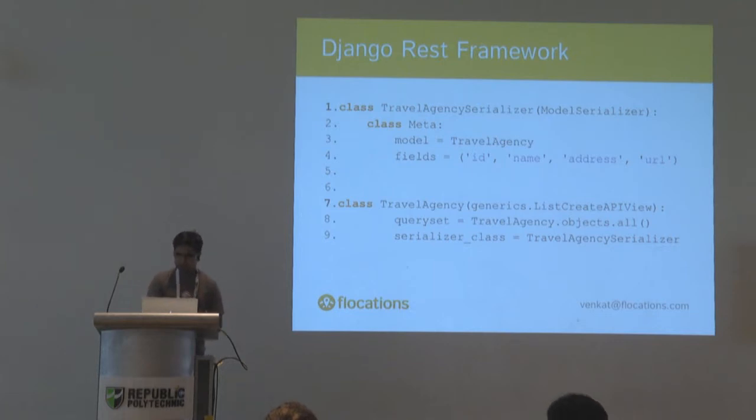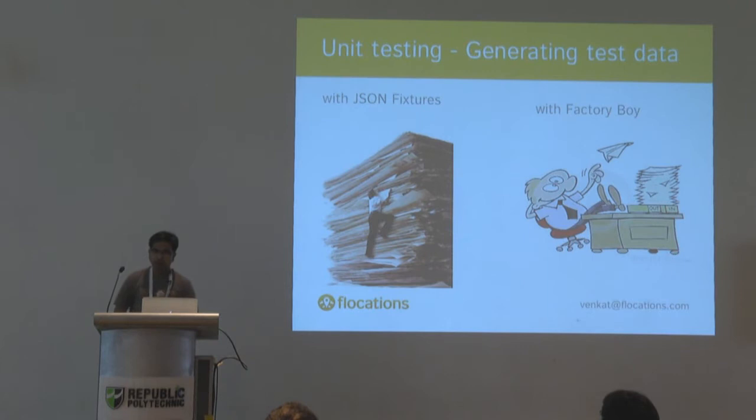So now we have some API. We want to check whether our code is working fine or not. For that, of course, you need to write unit tests. Generating test data is one of the problems in unit testing. If you're trying to maintain the test data using JSON fixtures, it's very difficult.